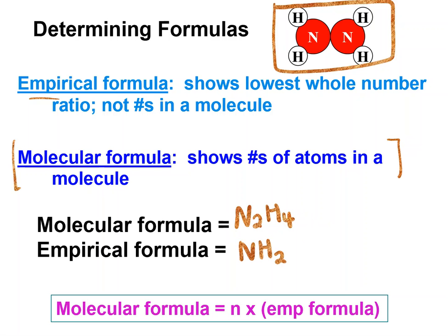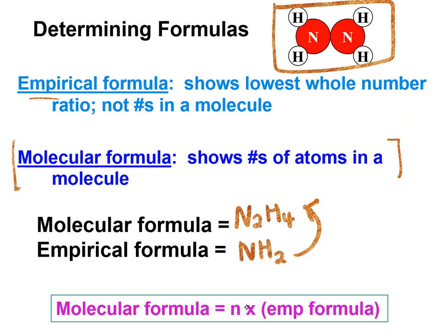Why would we use an empirical formula? Because it's not really correct as far as showing what's in a molecule. The reason that we sometimes talk about that is sometimes experimentally that's all we know. We're identifying a compound and we know that lowest whole number ratio, and so we may use its empirical formula in that case. If we have enough experimental data, we may be able to go from the empirical to the molecular and figure that one out, and we will be practicing that.